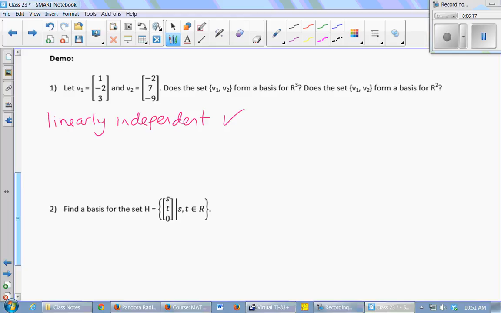Yeah, how can you tell if they span R3? If you take linear combinations of those two vectors, you're going to get another vector in R3, but can you get any vector in R3? No. Like, how can you figure that out?